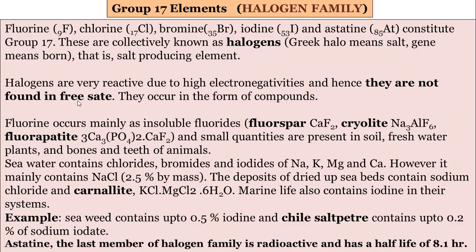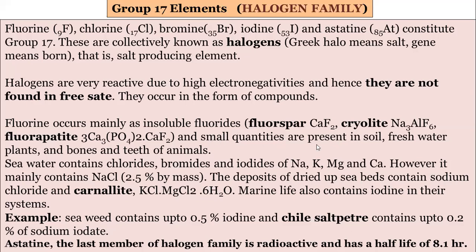They are not found in free state. Always these are found in the combined state. Fluorine always occurs in fluorides, like fluorospar. For example, remember, fluorospar has the formula CaF2. Then cryolite, having the formula Na3AlF6. Then fluorapatite, 3Ca3(PO4)2.CaF2. These are the ores of fluorine from where fluorine is generated.